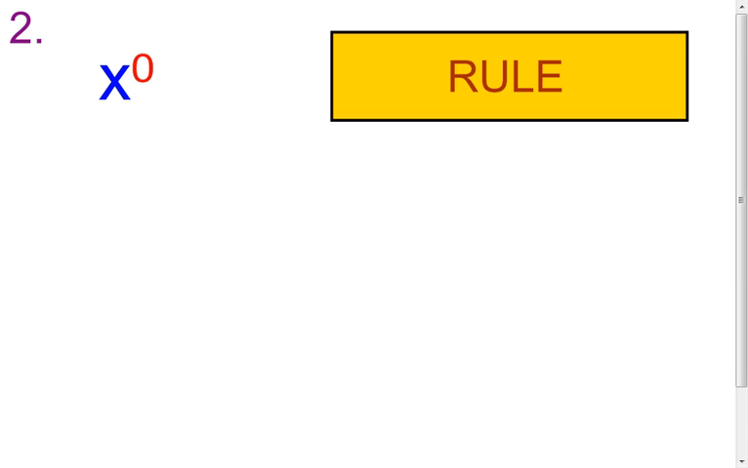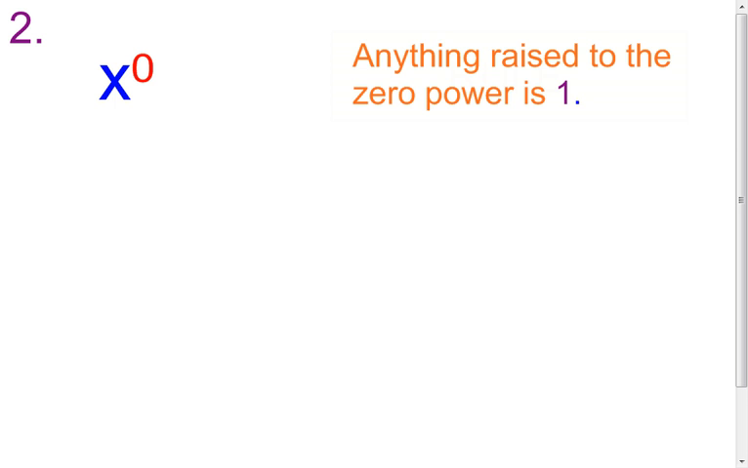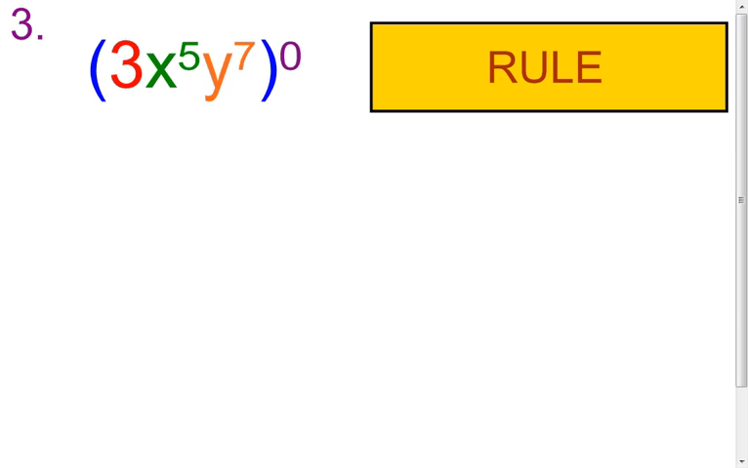X to the 0 power, I know this is a variable, but again, anything raised to the 0 power is 1. The next one, I have the monomial 3x to the 5th, y to the 7th, but that whole quantity is still raised to the 0 power, and it is 1.